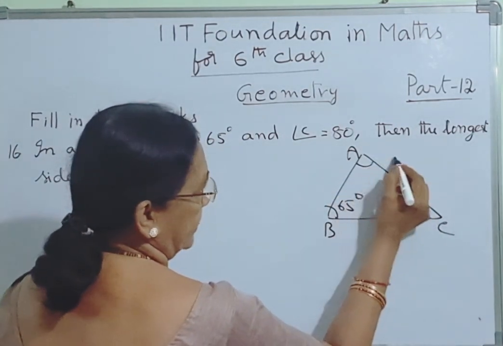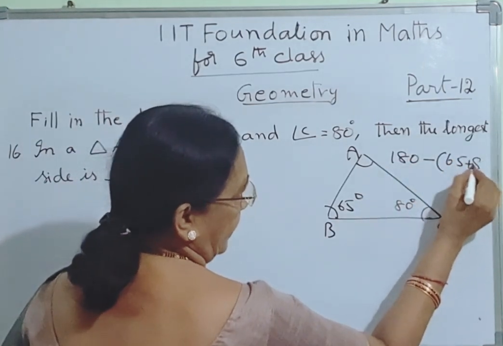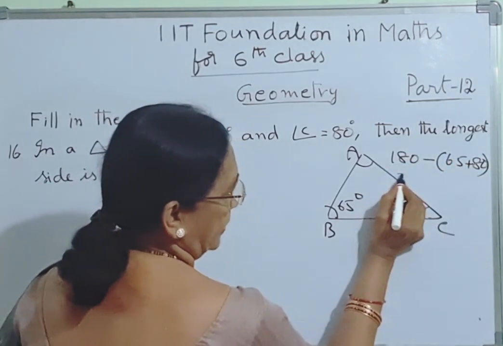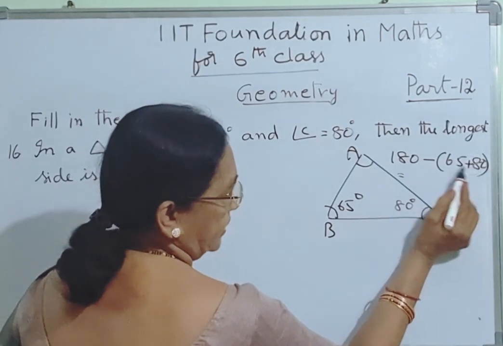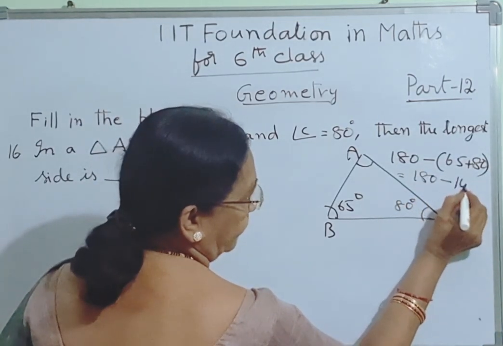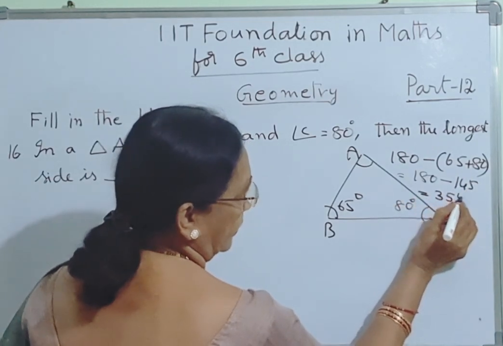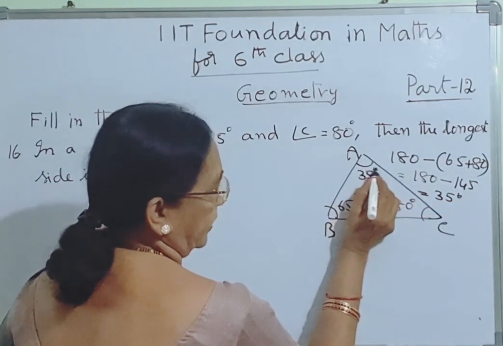Then angle A is 180 minus (65 plus 80). So 65 plus 80 is 145. So angle A is equal to 35 degrees.